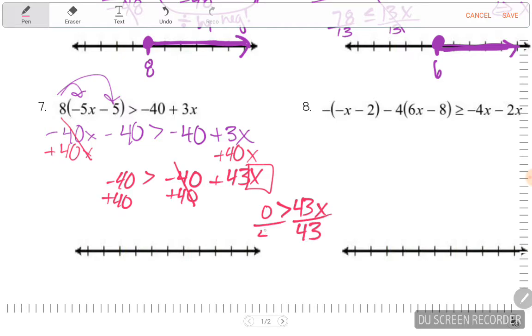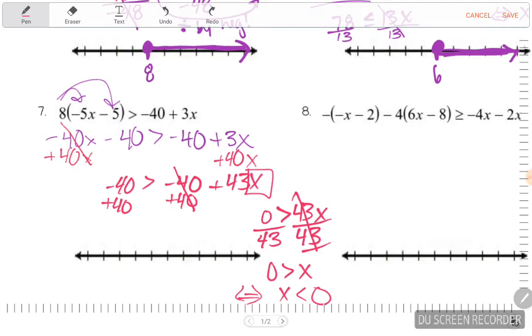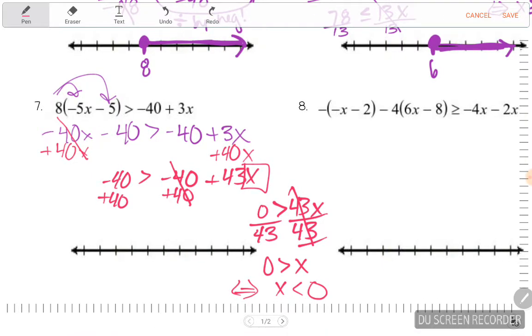I divide both sides by 43. It's just 1. So 0 divided by 43 is 0. So I get 0 is greater than x. If that's true, then it must be that x is smaller than 0. Okay, reading it backwards again. Okay, so pick one of these to be 0. Open circle because it's just less than. Shade to the left.